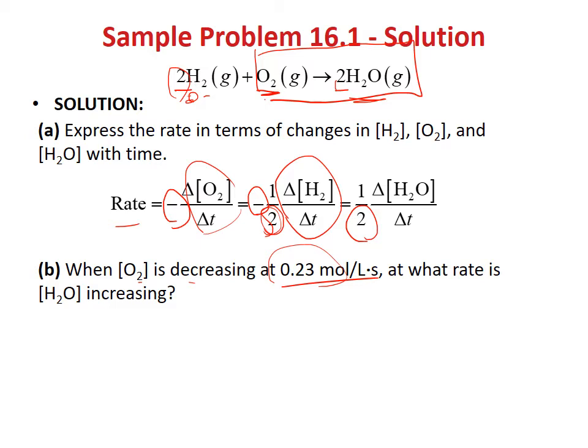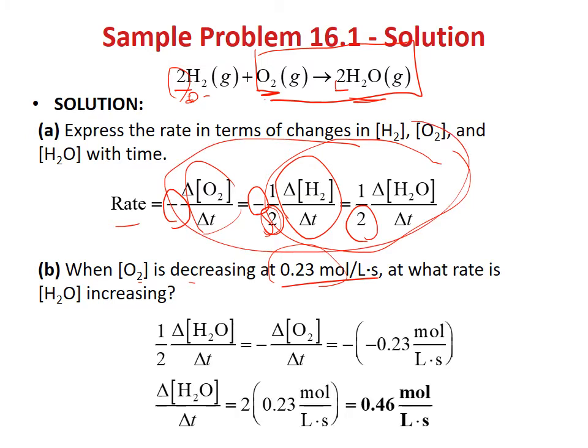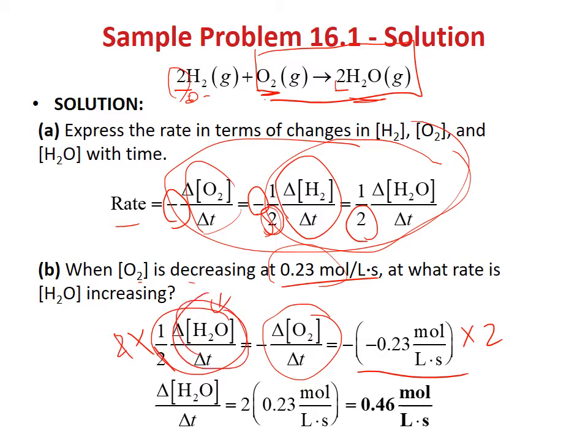Another way to do it is that we look at this equation. So we have half the water reaction rate equals the oxygen reaction rate, which is given. So we can calculate the reaction rate for water. You need to times 2 because you times 2 here and you times 2 here. So the 2 cancel, and that gives you the rate for water. This is the rate for water, and the answer is 0.46 moles per liter per second.